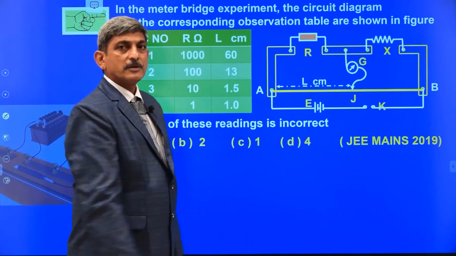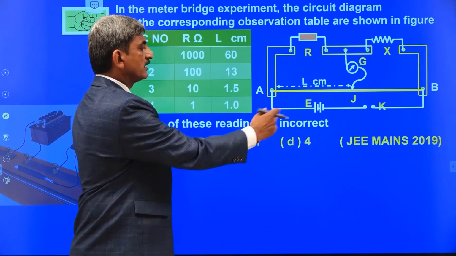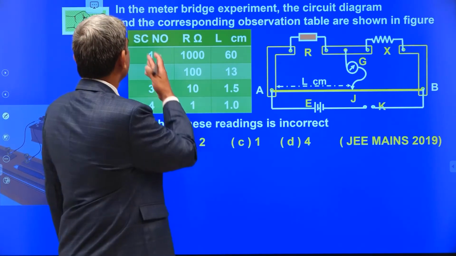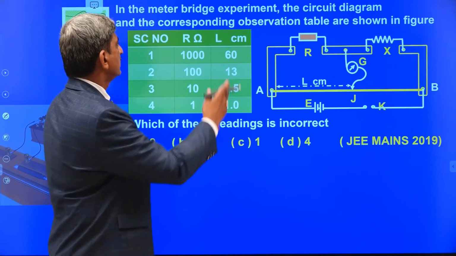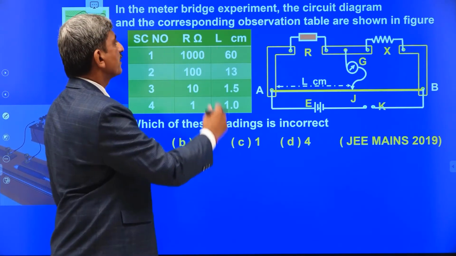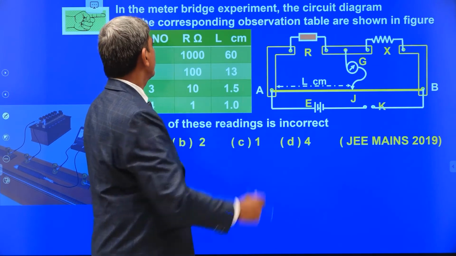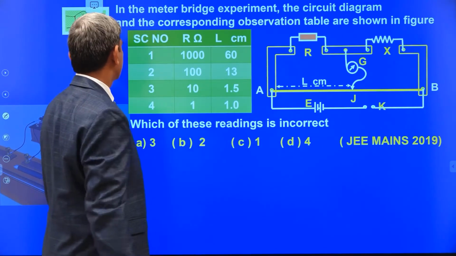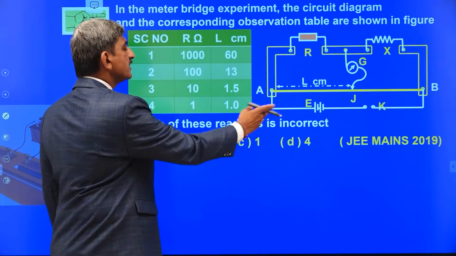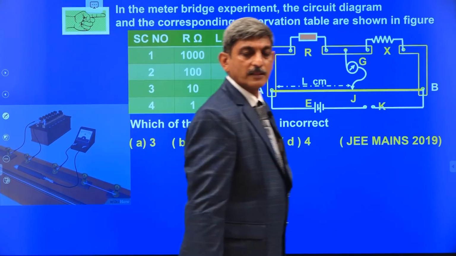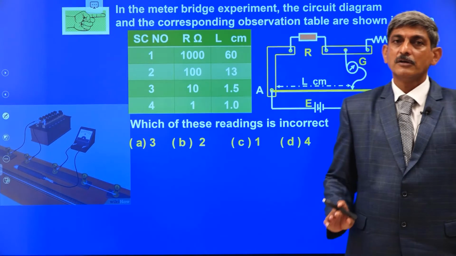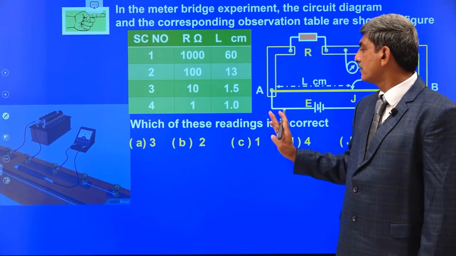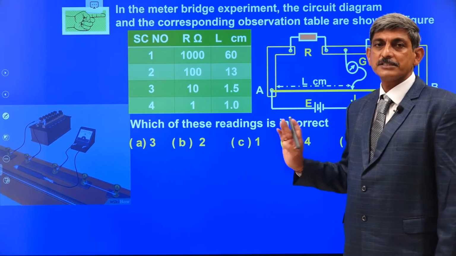So come to the first problem which was given in the 2019 JEE Mains. In the meter bridge experiment, the circuit diagram and the corresponding observation table are shown in the figure. So a table is given, a circuit diagram is given. Which of these readings is incorrect? This is the question. So from the circuit, they have done 4 readings, and in that 4 readings, which one is incorrect? That is the question.